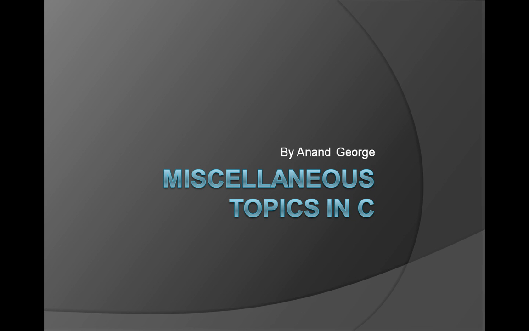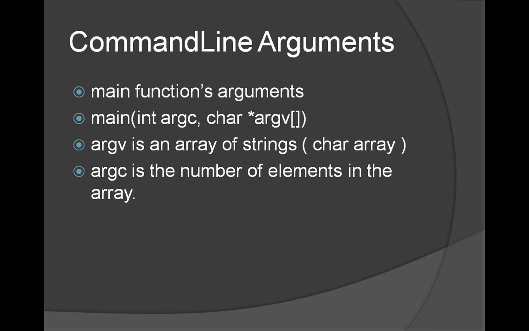In this presentation, we're going to discuss a couple of miscellaneous topics in C which we have not discussed so far. First, we're going to discuss command line arguments. Command line arguments are arguments which we pass into the main function. main(int argc, char *argv[]) are the command line arguments. In this case, argv is an array of strings and argc is the number of elements in the array.